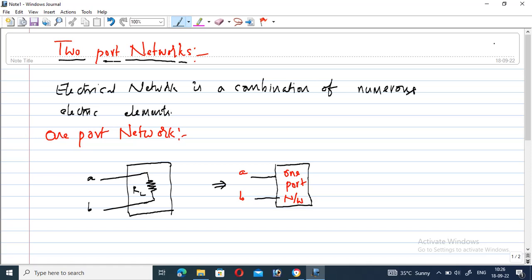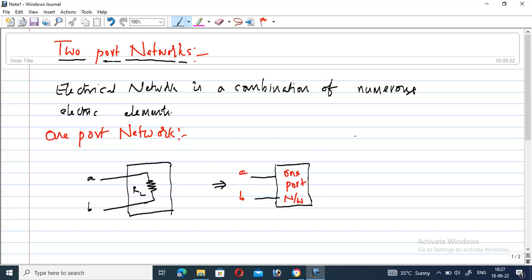Generally, a network may be represented diagrammatically as a rectangular box. Suppose this network can be connected to one more network. So obviously we need some terminals if we want to connect to another network. Any network may be diagrammatically represented as a rectangular box. In order to connect it with another network, it must have two terminals. Let us consider here A, B are the two terminals. This rectangular box then represents a one port or two terminal network.